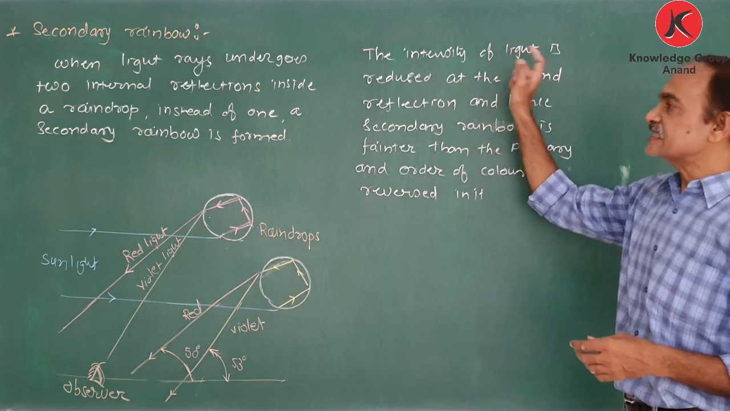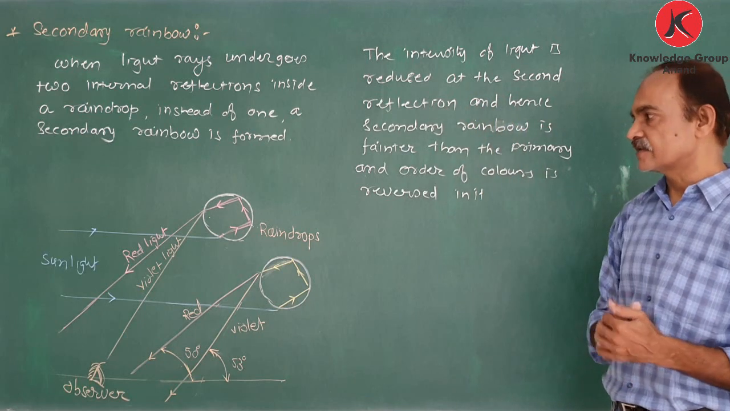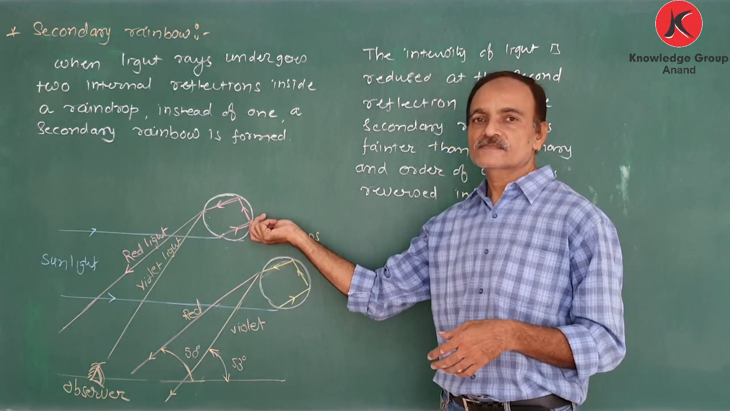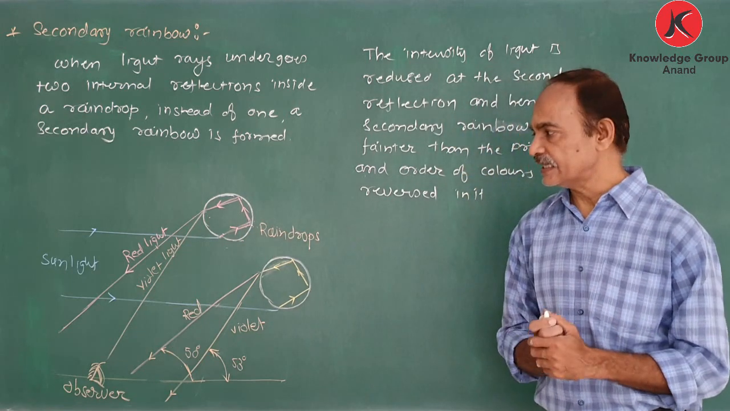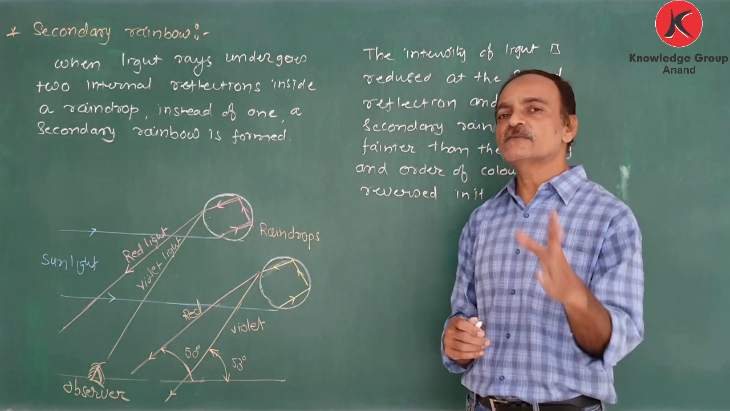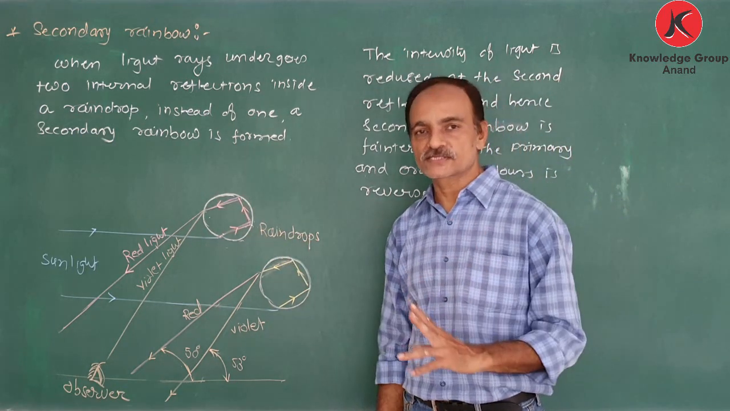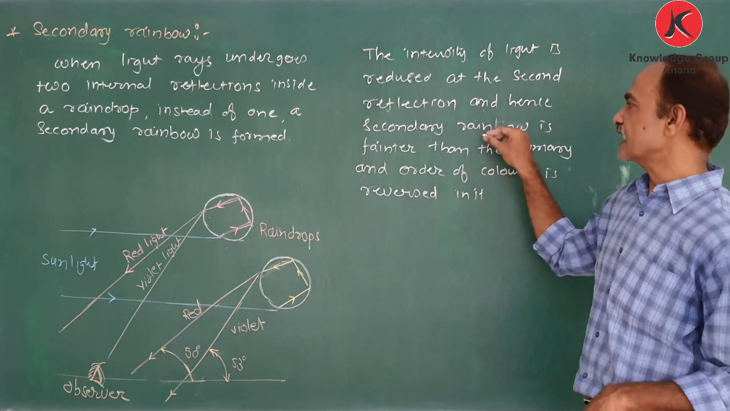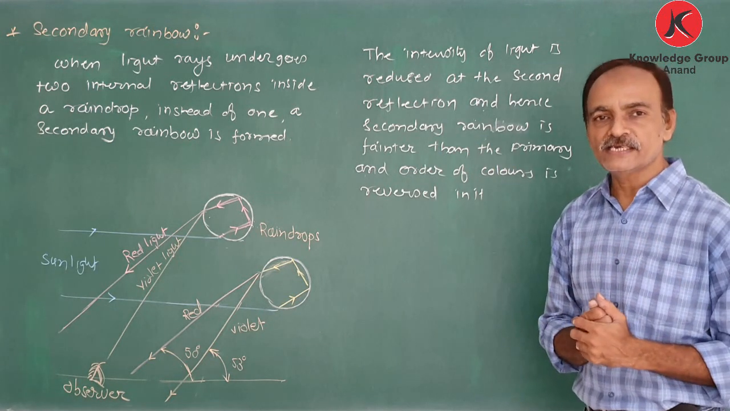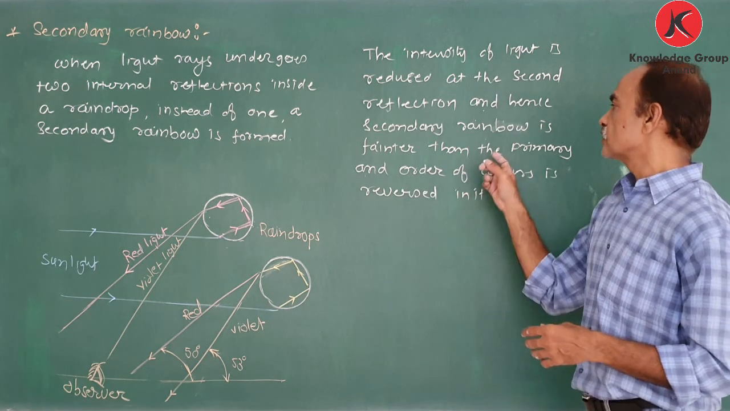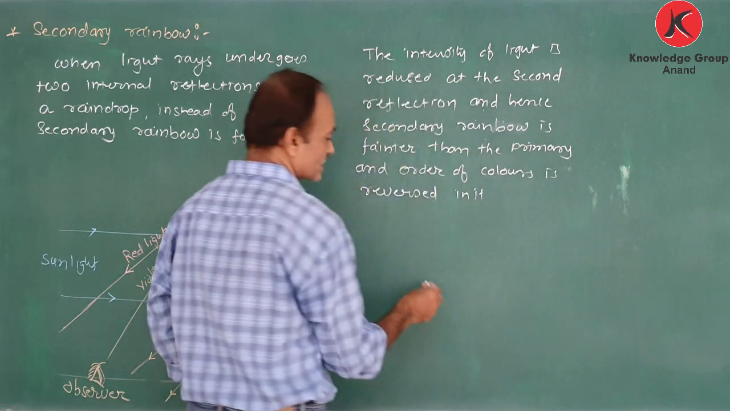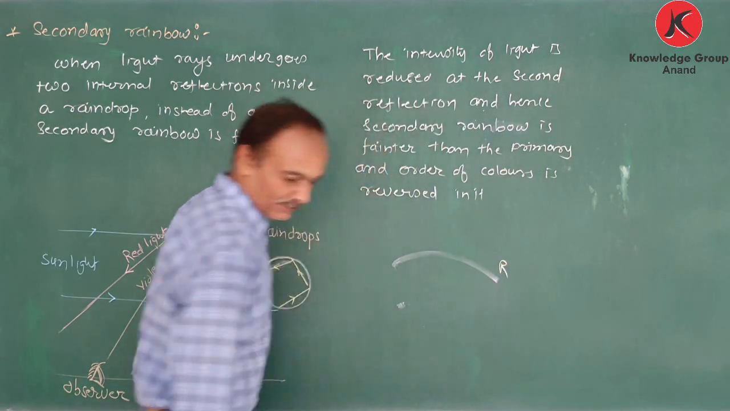Okay. Now the intensity of the light is reduced at the second reflection. In total internal reflection, 100% of the light is reflected. But when the second reflection takes place, the intensity of the incident and reflected light reduces, and hence the secondary rainbow is fainter. That means the intensity of the secondary rainbow is very low compared to the primary rainbow. Also, the order of the colors in the secondary rainbow is reversed compared to the primary, because in the primary the top is red and the bottom is violet.